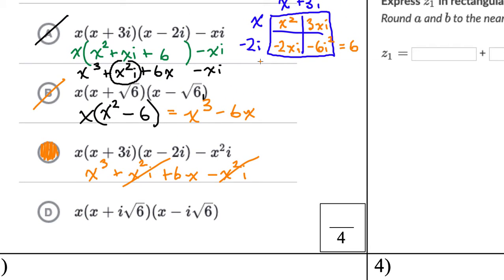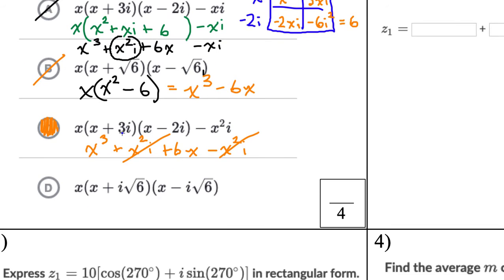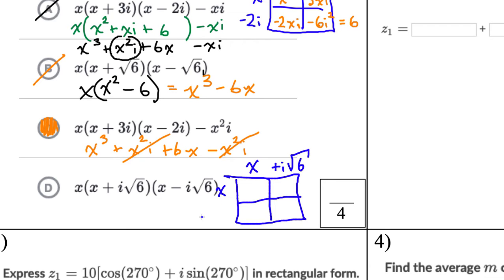D, I think, is also an answer. But let's check. I'm not exactly sure. I did this kind of late last night. So again, I have to make another general rectangle, or you can call it your area model, however you prefer. So I have x plus i square root of 6, and then x minus i square root of 6.